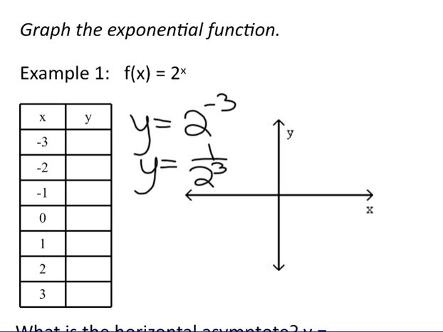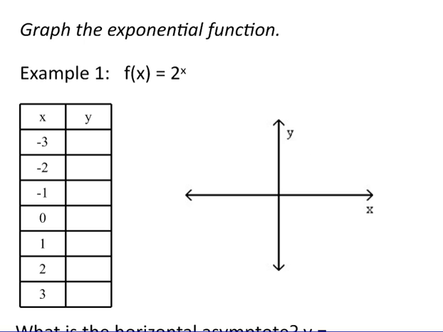Remember, 2 to the third power is not 2 times 3. It is not 6. It means 2 times 2 times 2. So I have 1 over 2 times 2 times 2, which gives you 1 over 8. In the same way, we're going to plug in all of these x values.